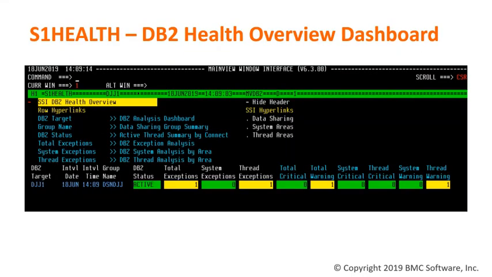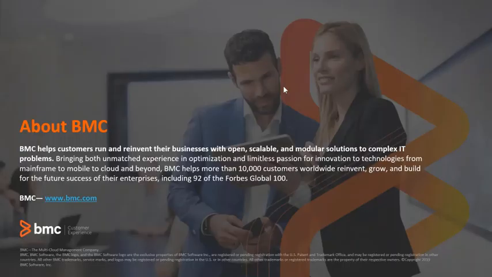The runaway thread warning messages that are produced from the DZ messages you customize in the DMRBEXnn member are also tallied and shown on the S1 Health DB2 Health Overview dashboard in the column titled Thread Exceptions. This concludes our session on how to customize the MainView for DB2 DMRBEXnn parameter member in order to automatically identify runaway threads.